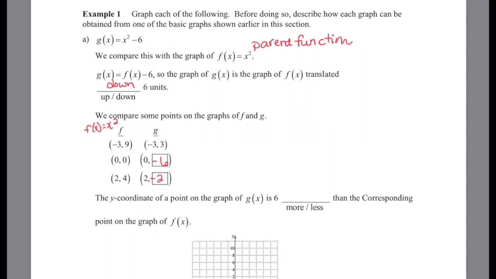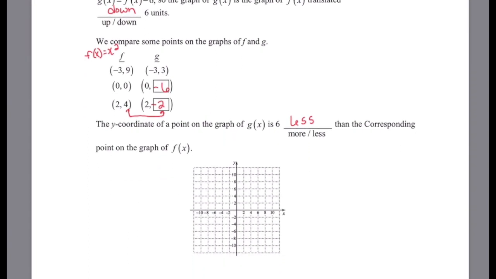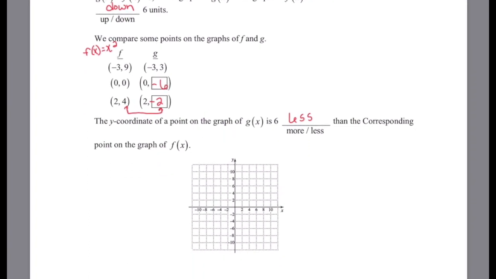When I compare the y-coordinates of my functions, I see that they fall 6 units. So they are 6 less than the corresponding point from our function f of x. And then we can plot some of these points to graph: negative 3, 3, 0, negative 6, and 2, negative 2. Let's try another graph.